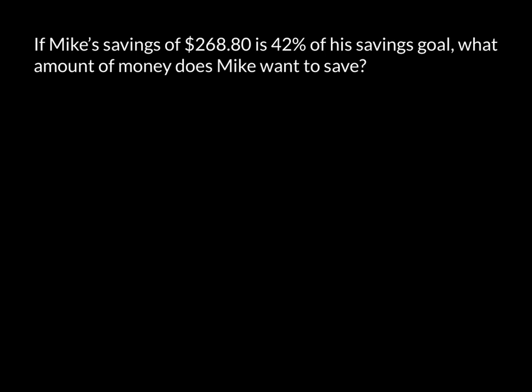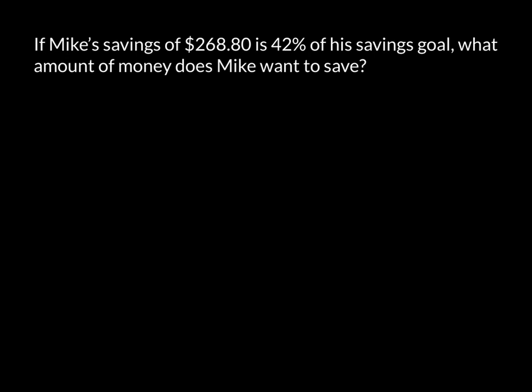Okay, I want you to try this one on your own. It says, if Mike's savings of $268.80 is 42% of his savings goal, what amount of money does Mike want to save? I want you to go ahead and write that out either solving it as a proportion or as an equation, and then come back and check to see if you get the same answer as I do.